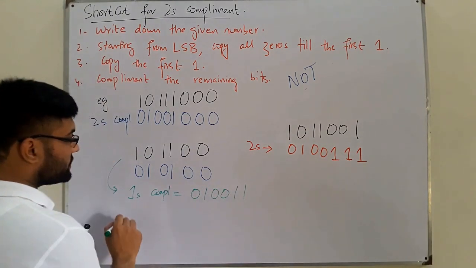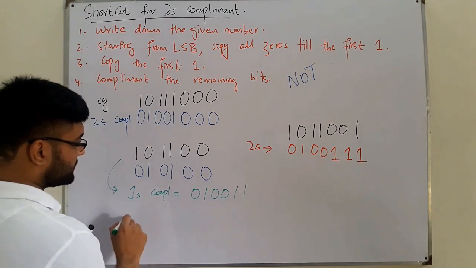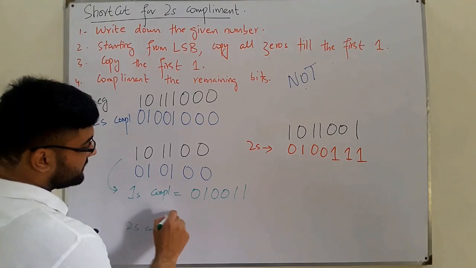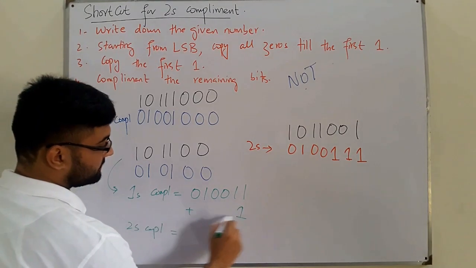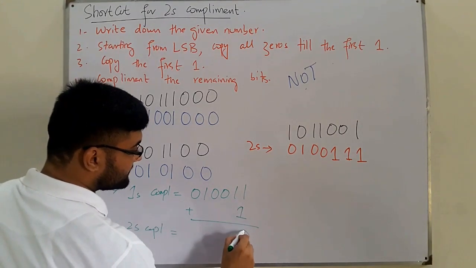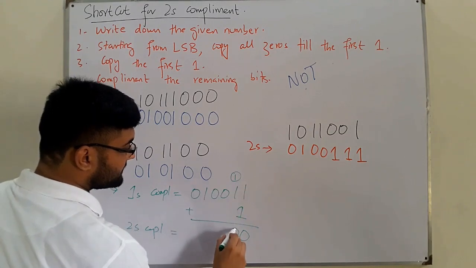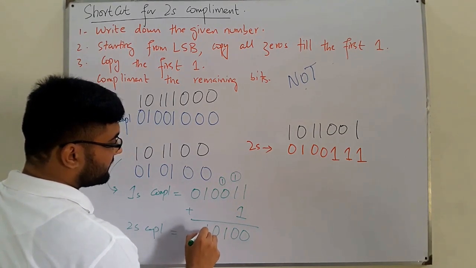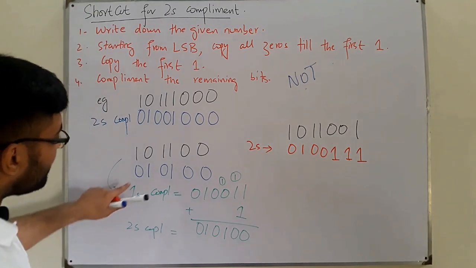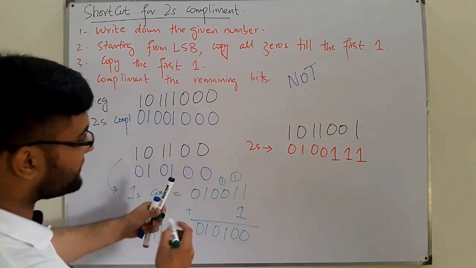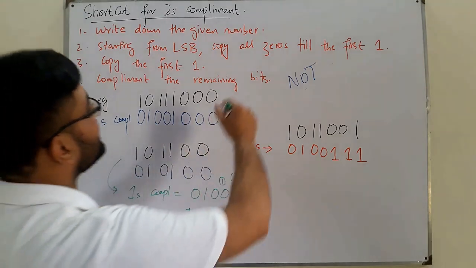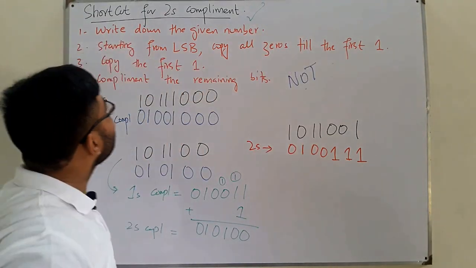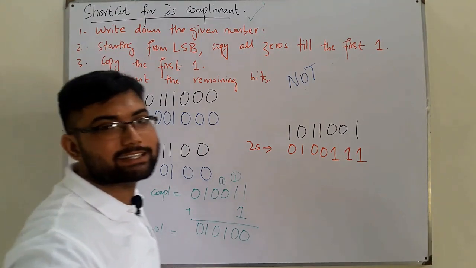Okay. Now for 2's complement, you add 1 to it. So 1 plus 1 is a 10. 1 carry. 1 plus 1 is a 10 again. 1 carry. 1 plus 0 is 1. And then 0, and then 1, and then 0. So have a look, the 2's complement is 010100, which means this shortcut method is absolutely correct. All right? And that's all for this lecture.